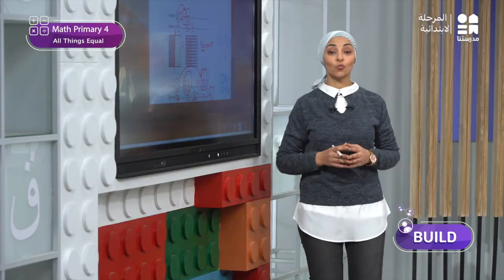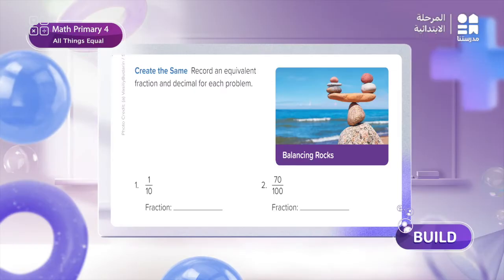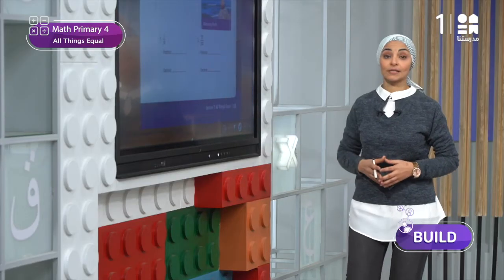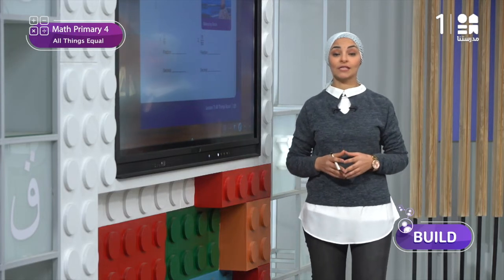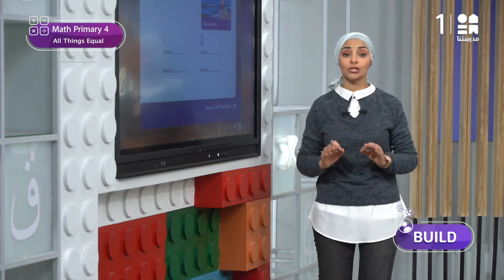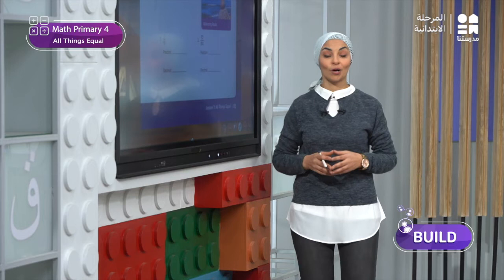Now we are ready to move to the activity on page 89 to find the equivalent fractions and decimals. Let's see it together. In this activity, we will record the equivalent fraction and decimal for each problem. Let's see how we are going to solve it together.